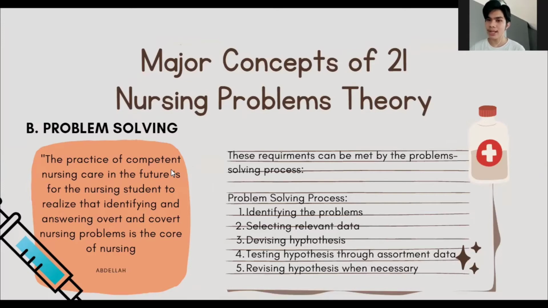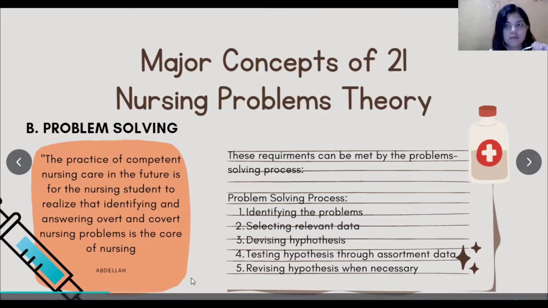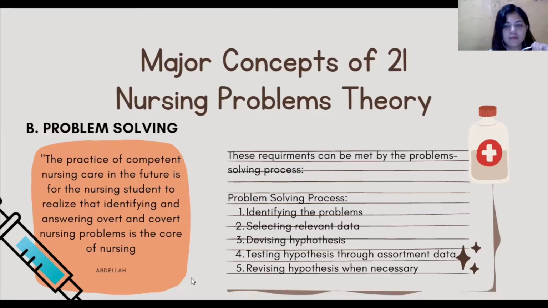Problem-solving process number 1, identifying the problems. Number 2, selecting the relevant data. Number 3, devising hypothesis. Number 4, testing hypothesis through assorted data. And number 5 is revising hypothesis when necessary.